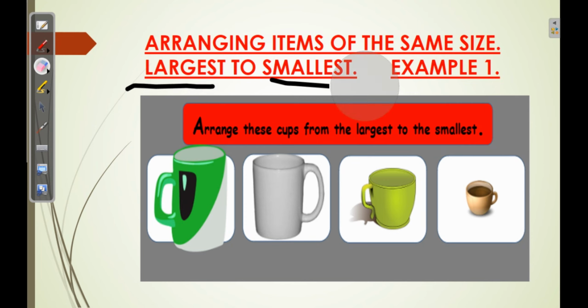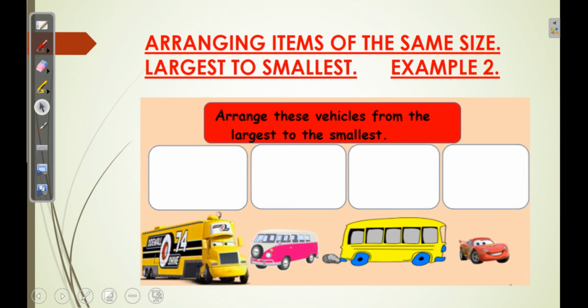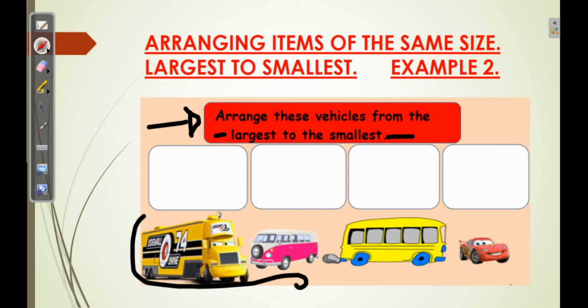We can look at our last example, and in this example we are going to arrange the vehicles. For that case, we are going to arrange vehicles from the largest again to the smallest. So we can look at the vehicles we are having on this side here, and these vehicles are of different sizes. Which one is the largest? For me, I'll take the bus here.